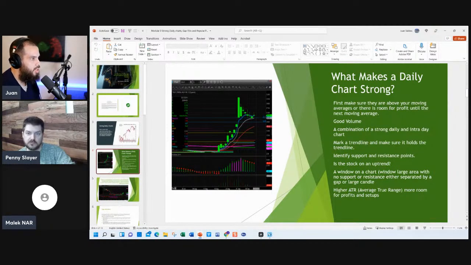Then you want to mark a trend line and make sure that the trend line holds. Especially, let's say you jumped in this stock here, you can mark the trend line.